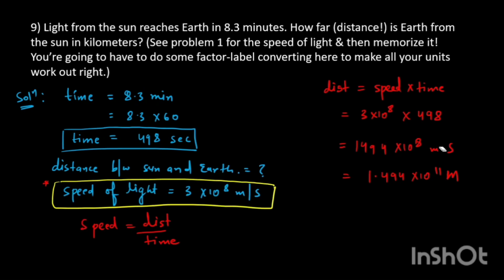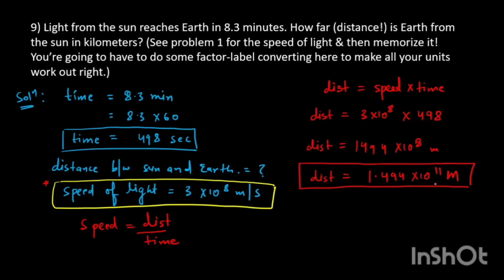So this is something we found in meters, or in any other unit we want to find it out, we just convert this value. The distance is going to be 1.494 into 10 to the power 11 meters. This is to be precise. Wait, why is it to the power of 11? Oh, because you moved the decimal point back.